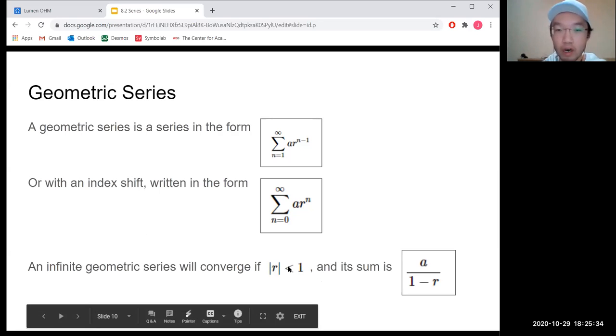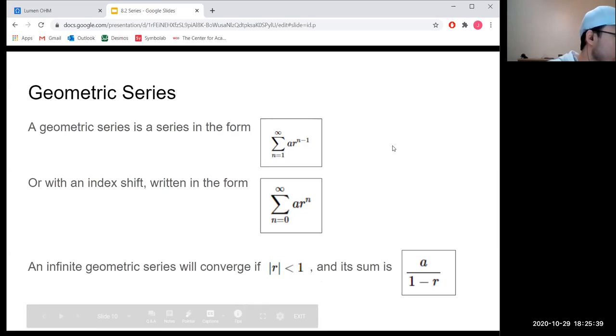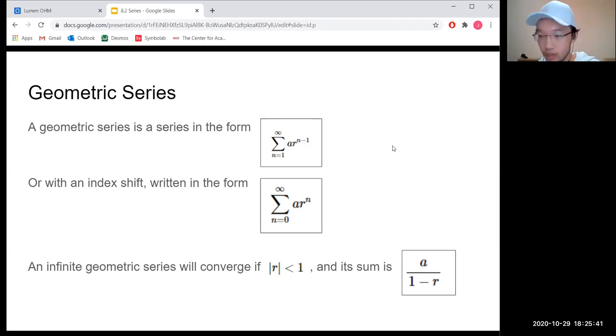Who remembers what r represents in a geometric series or geometric sequence? Yeah, the common ratio, right? So the statement says a geometric series will converge if the common ratio is less than 1. Does that sound intuitively obvious to you guys? Why does a ratio need to be less than 1 for a geometric series to converge?